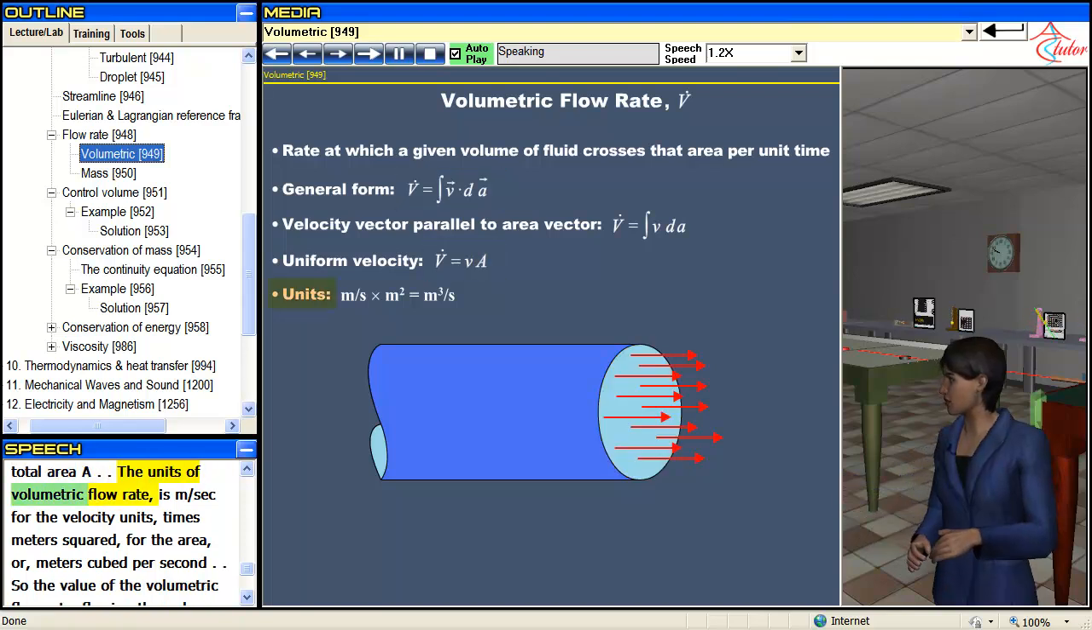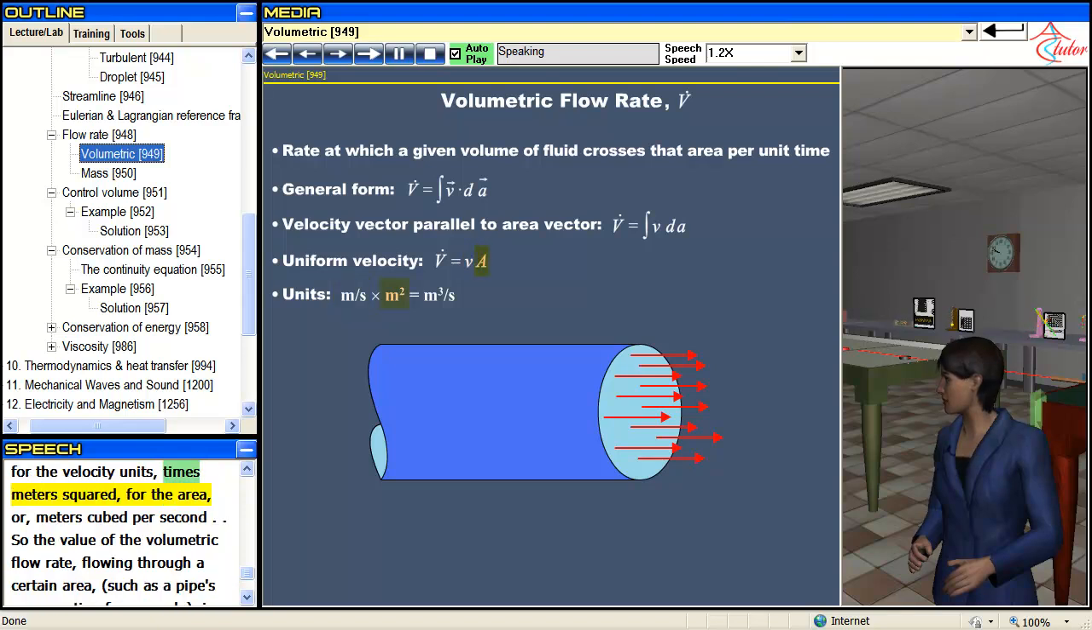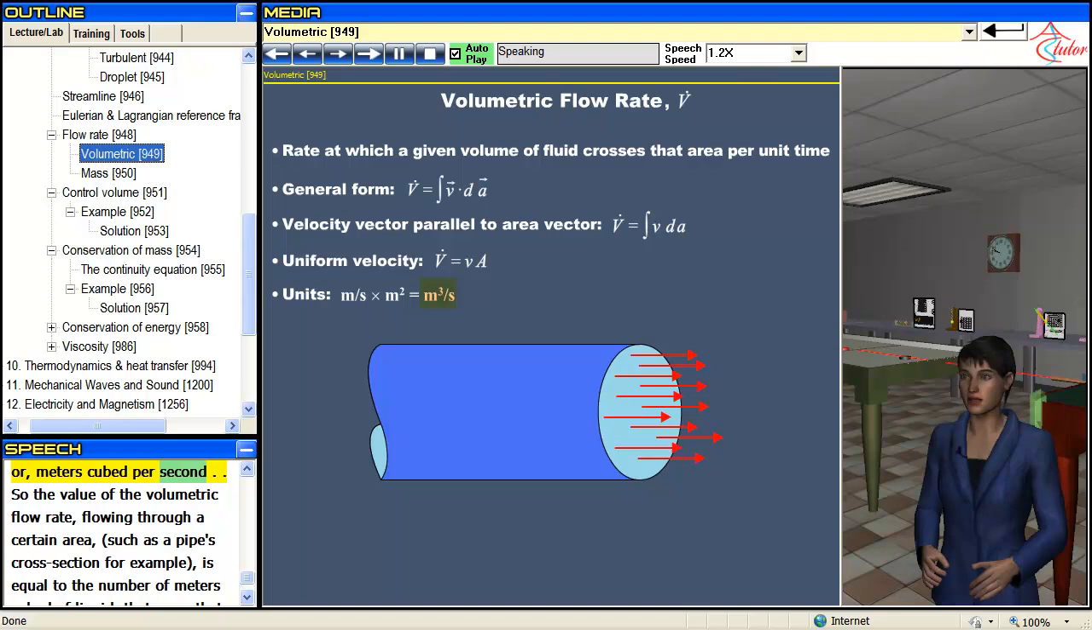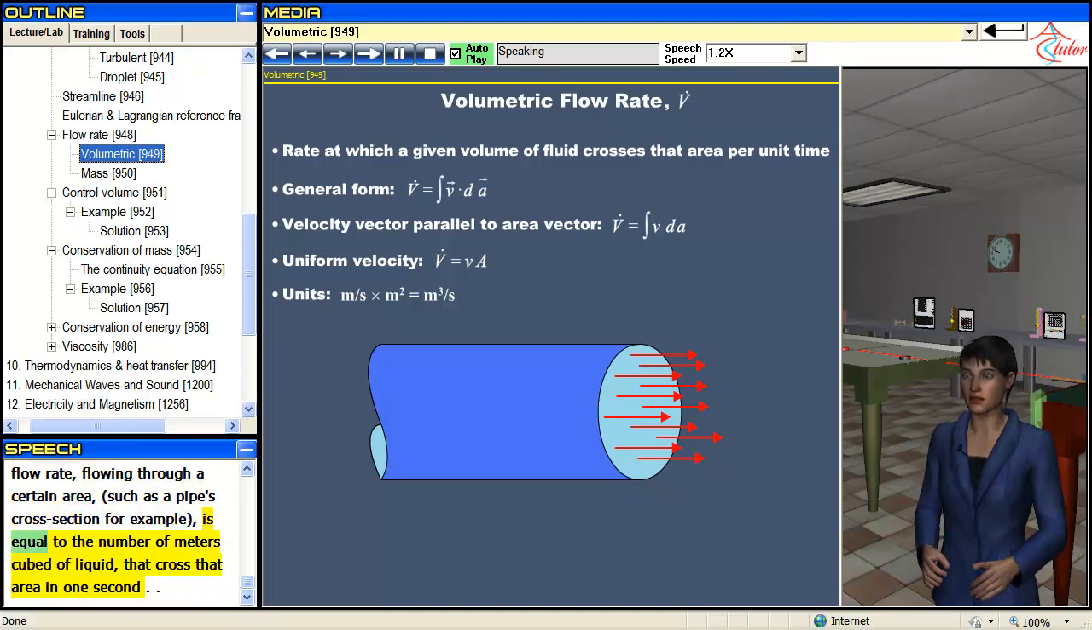The units of volumetric flow rate are meters per second for the velocity units, times meters squared for the area, or meters cubed per second. So the value of the volumetric flow rate flowing through a certain area, such as a pipe's cross-section for example, is equal to the number of meters cubed of liquid that cross the area in 1 second.